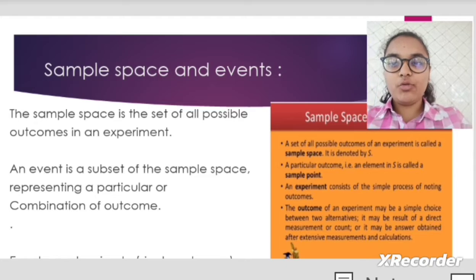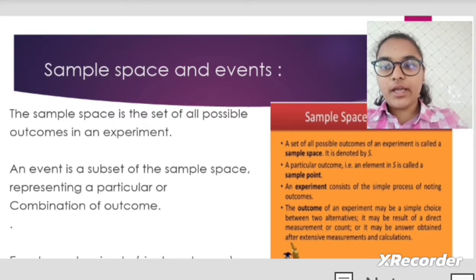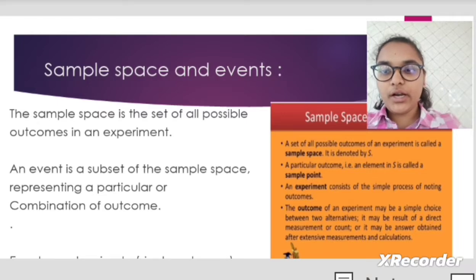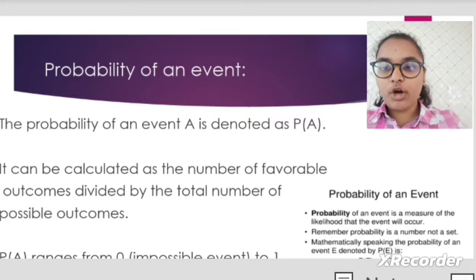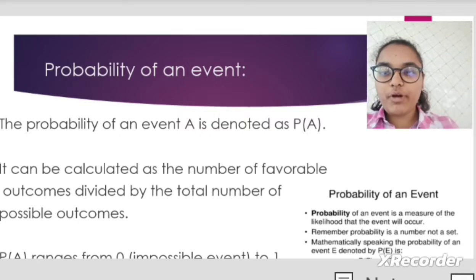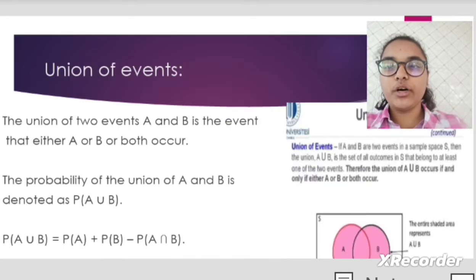Sample space and events. The sample space is the set of all possible outcomes in an experiment. An event is a subset of the sample space representing a particular outcome or combinations of outcomes. Next is probability of an event. The probability of an event A is denoted as P of A. It can be calculated as the number of favorable outcomes divided by the total number of possible outcomes.